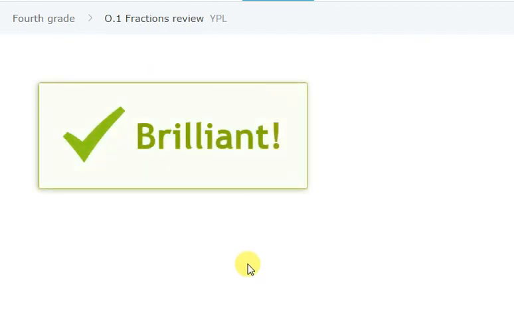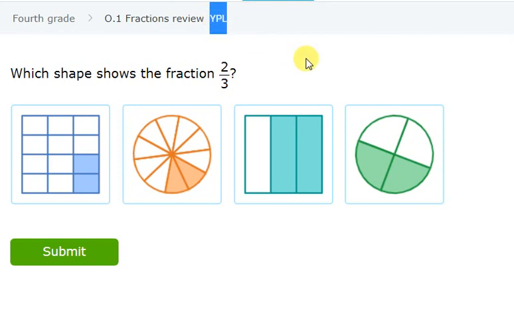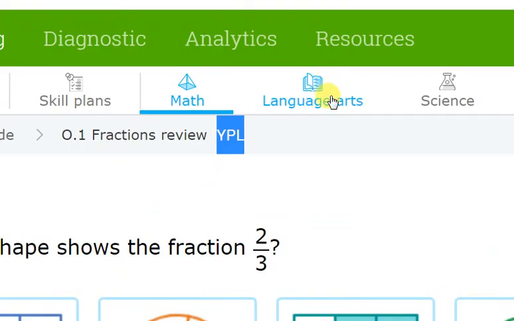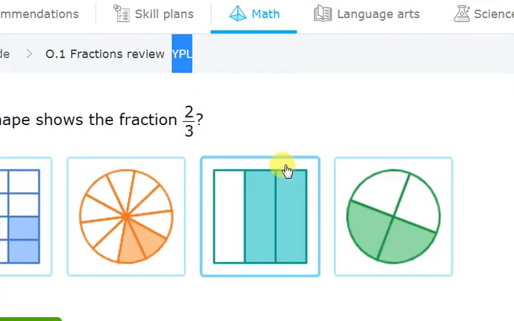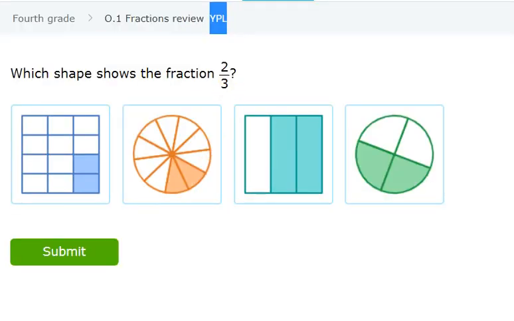I hope you have understood this skill. So just note down this code YPL, go to your IXL and write it in your search bar, and you will have your skill in front of you. Thank you so much. Just go and practice.